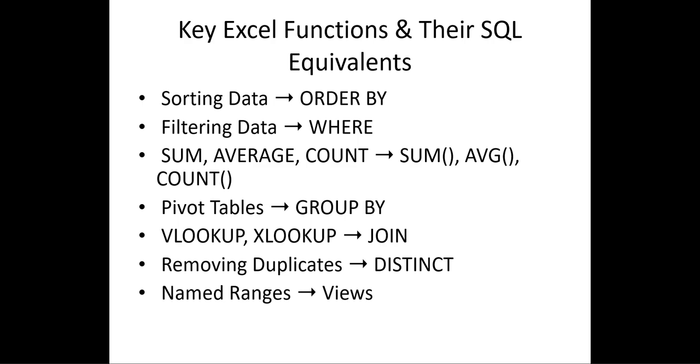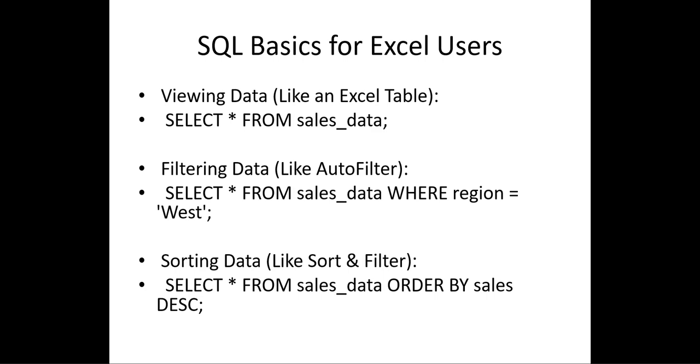And if you're doing a VLOOKUP or XLOOKUP, you can attain the same thing by joining two tables. Removing duplicates: here you would use the command distinct to get the distinct values, so you remove duplicates and get only the distinct values. Named ranges map to views.